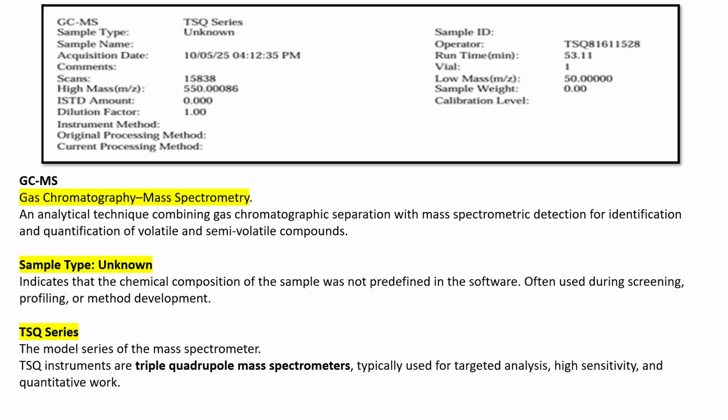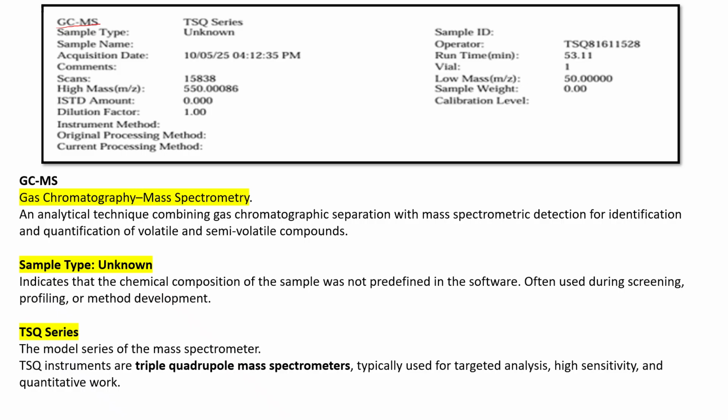So here you can see this is the list of information that we get with the TIC. That is GCMS, TSQ series, sample type, unknown, sample name. All this information comes along with the TIC. So many times we are not able to understand what it actually means and what the importance of these is. So let us discuss each one of these and understand why and how they are important.